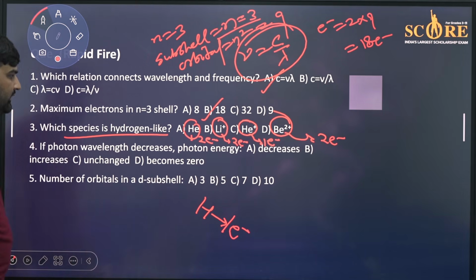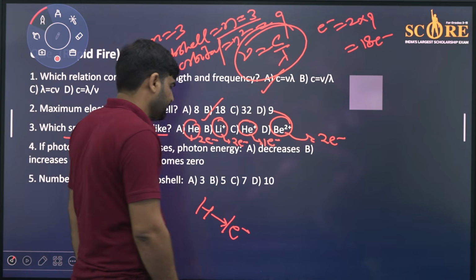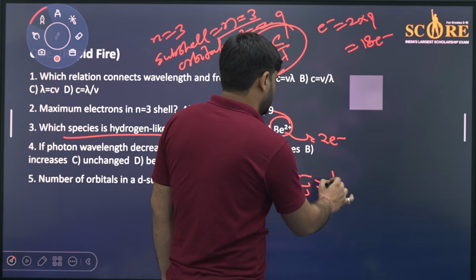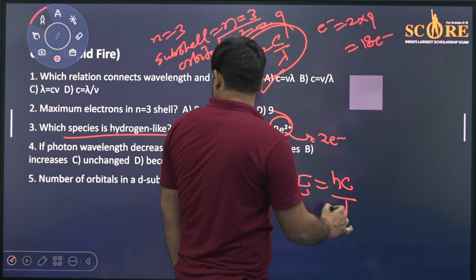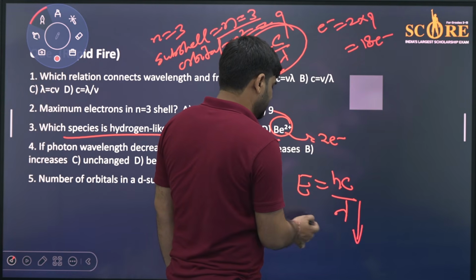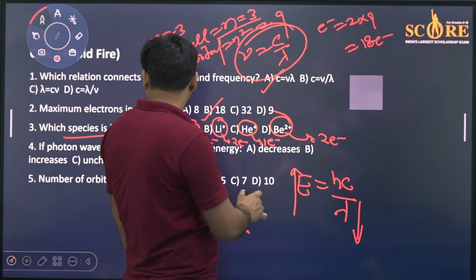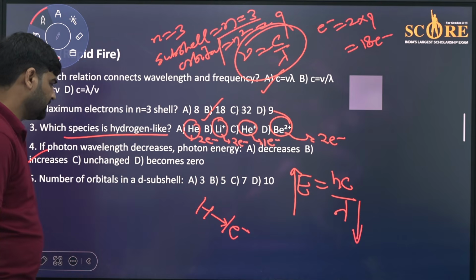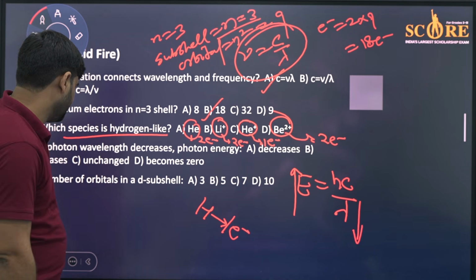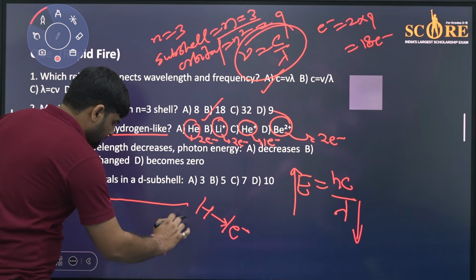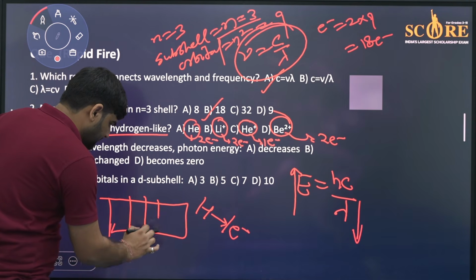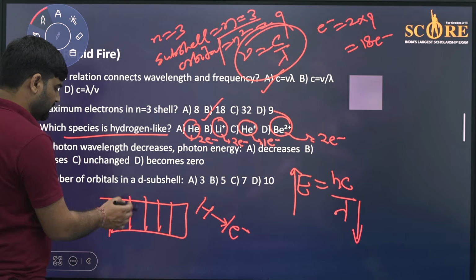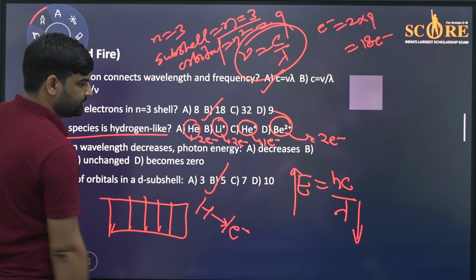If the photon wavelength decreases, what happens to the photon energy? We know E equals hc by lambda. If we decrease the wavelength, then the energy increases. So your correct answer is this. Number of orbitals in a d subshell. So you have to decide what is the number of orbitals in a d subshell. So this is a d subshell and the orbital number is 5.